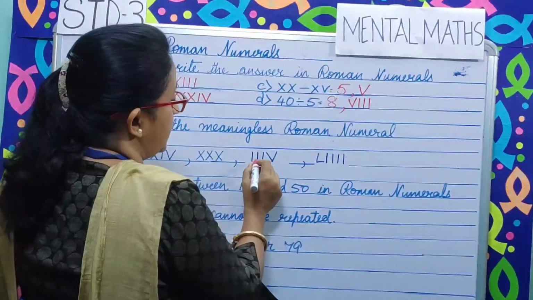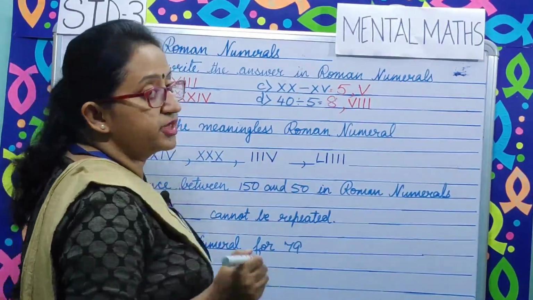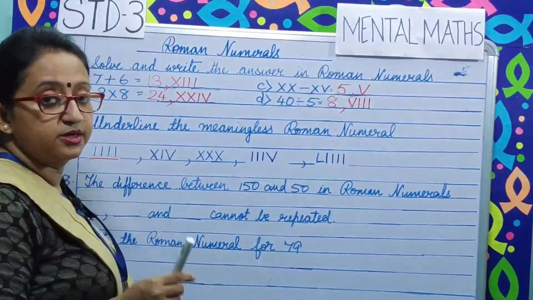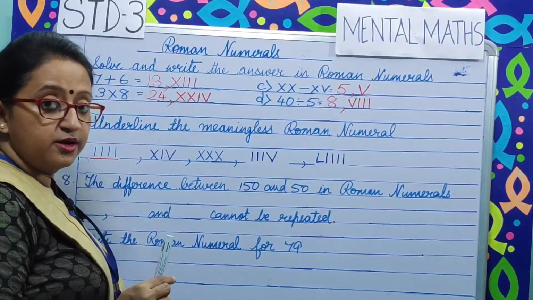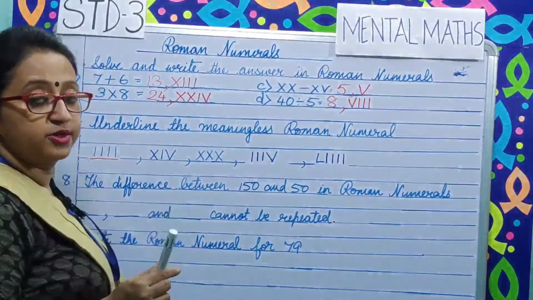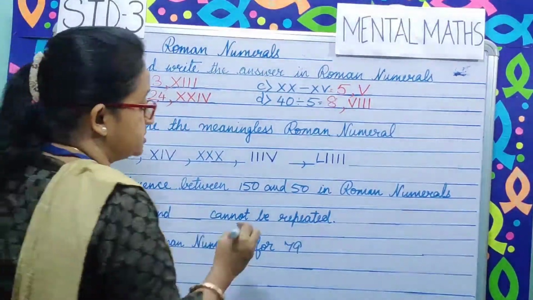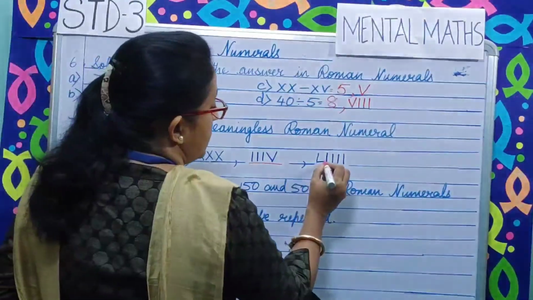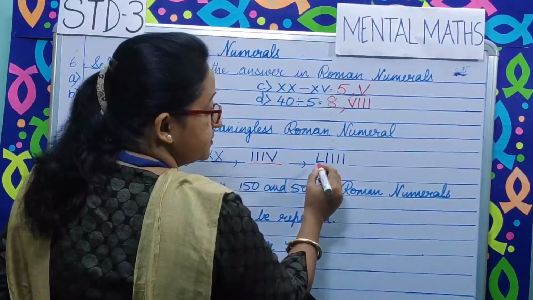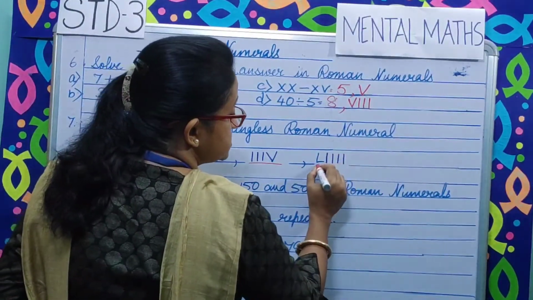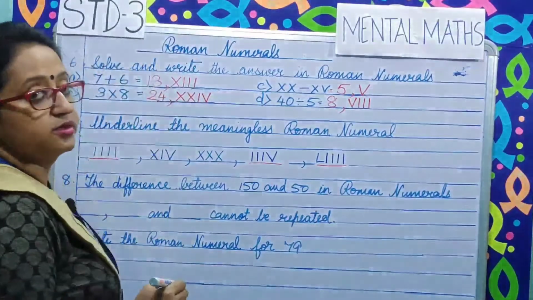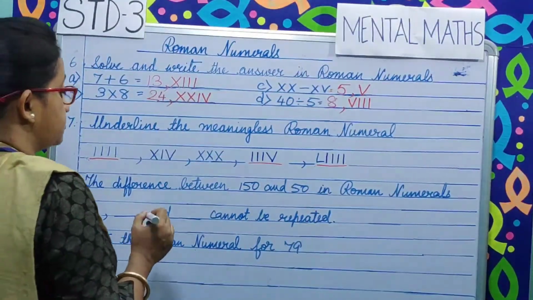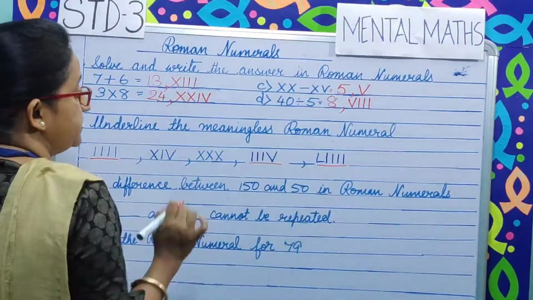Come here again. IIV. Now we cannot repeat a Roman numeral of lesser value before a Roman numeral of greater value more than once. So this again is meaningless. LIIII. Again the same thing, 4 times repetition is wrong. So these 3 are meaningless.